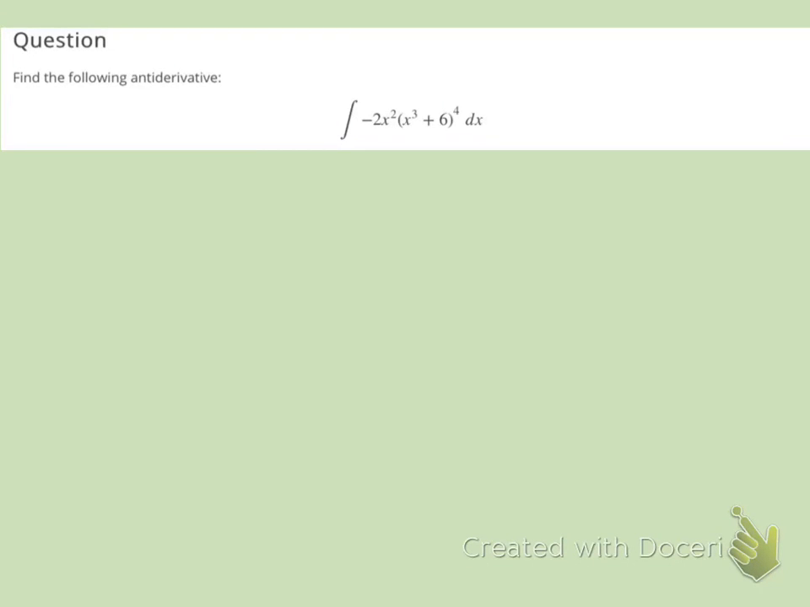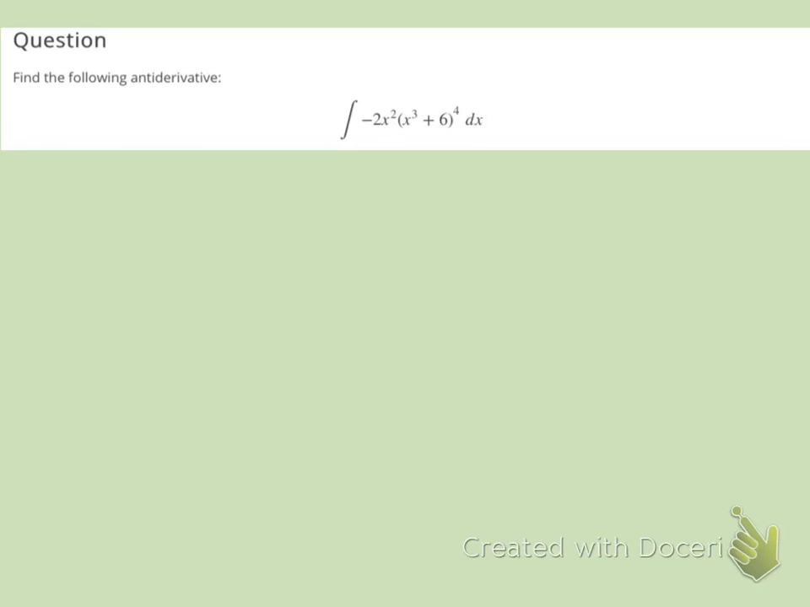Hi everyone, this is the first practice problem for section 5.5. So right now, up to this section, the only tool that we had for taking an integral was the power rule. And I could use the power rule for this problem. I could multiply x cubed plus 6 out 4 times and then multiply through by the negative 2x squared. But that's a lot of work.